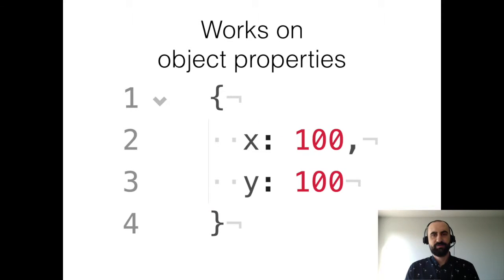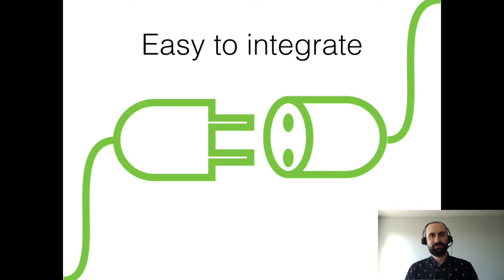GSAP works on object properties, which means that you can pick up any object, put it inside GSAP, and it will be able to animate its properties. A good example would be a div that you select from the document object model, and then you would be able to animate its width or a color. Let it be a background color or a text color. GSAP is able to do it.